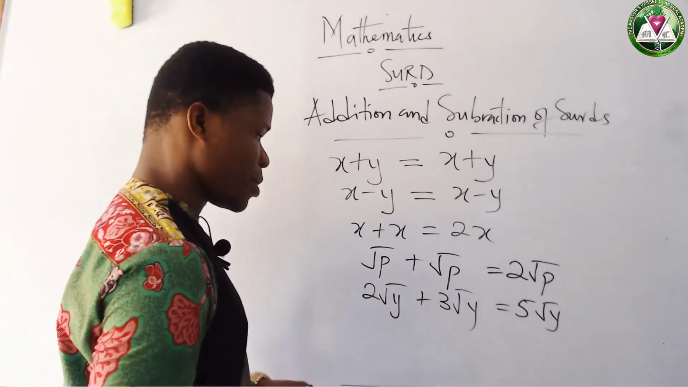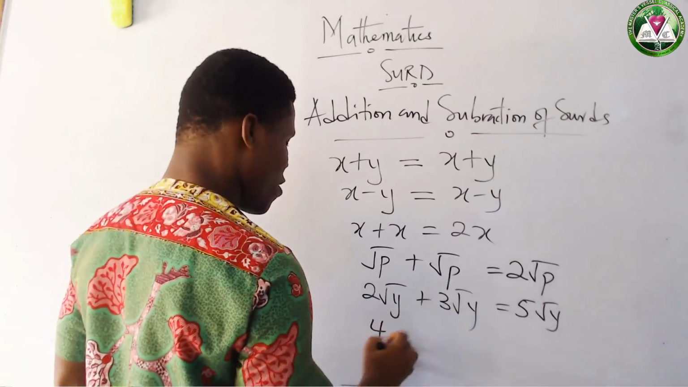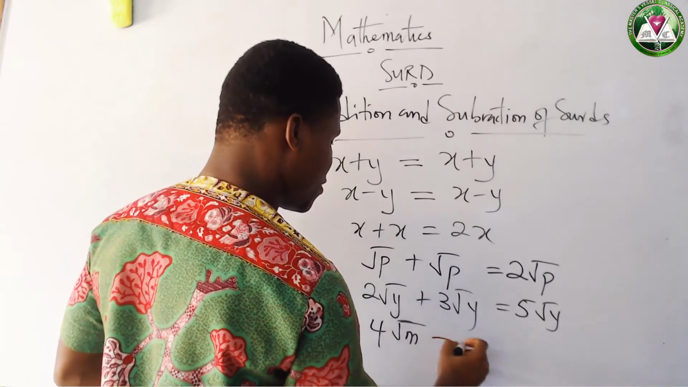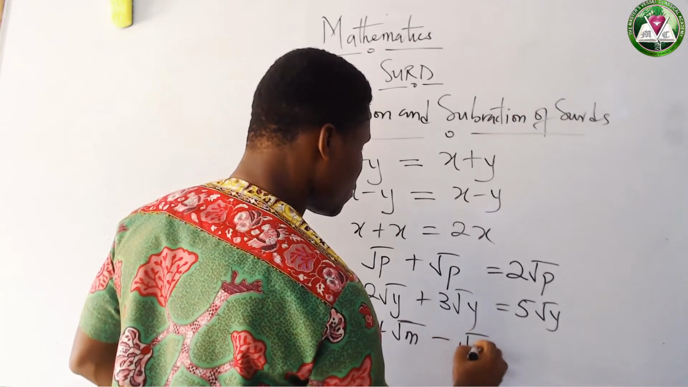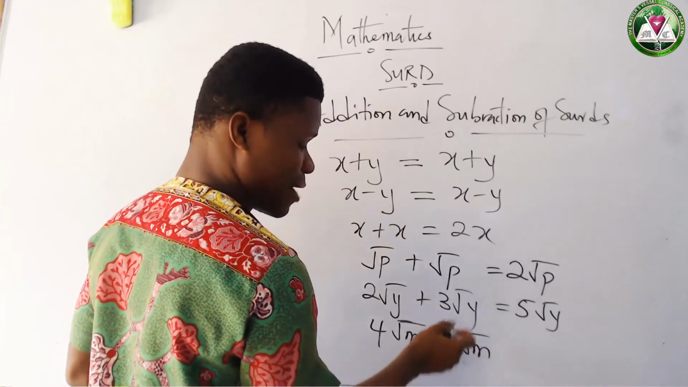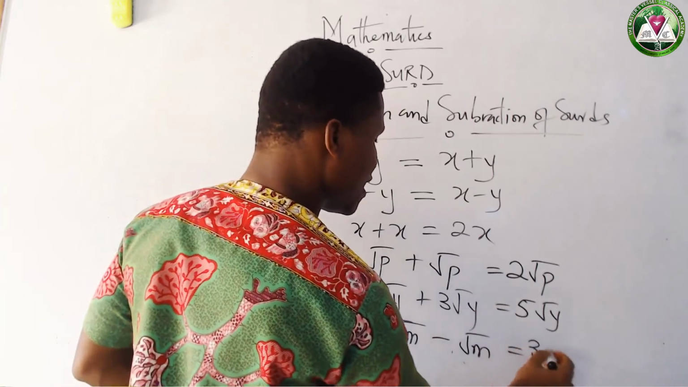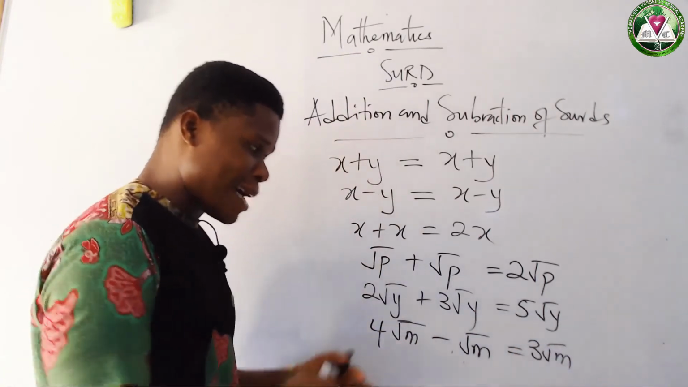Another illustration, under subtraction: 4 root m minus root m. The unseen 1 here, you can say 1 root m or root m, that's the same thing. This will give us 3 root m. So they are like terms. That's how we can add or subtract them.